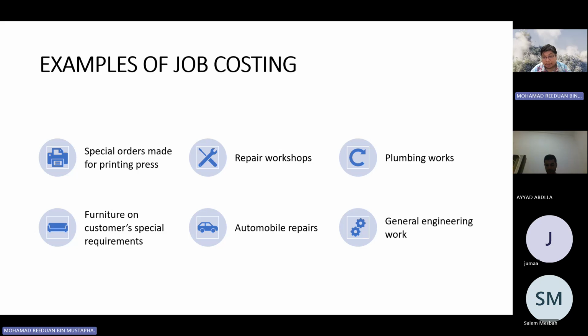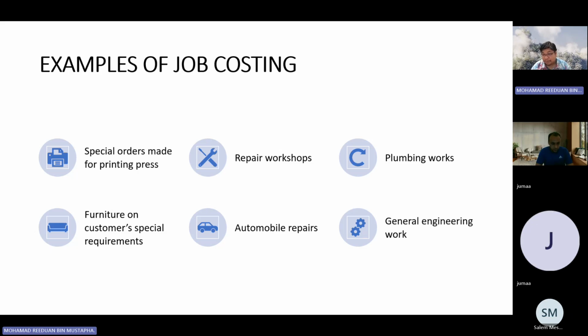For the job separate from a different job, which means maybe we can put job number one and job number two. So they come up with a different way. And then we look into another example, the repair workshop. So fixing a specific car, for instance, or repairing a laptop, or mending a piece of machinery. So this is the repair work. So the repair workshop is normally done by job costing.